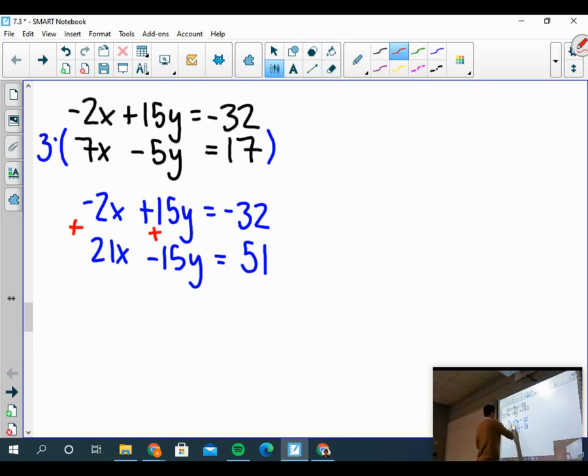our equations together. And I go ahead and do this, and I'm going to get 19x. 15 plus negative 15 will just be 0. Negative 32 plus 51 is 19.